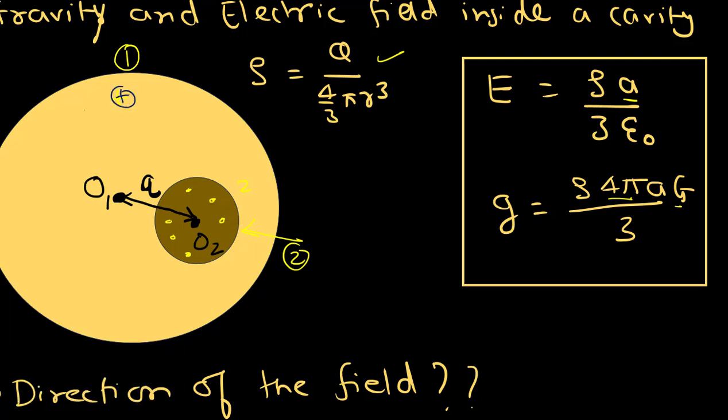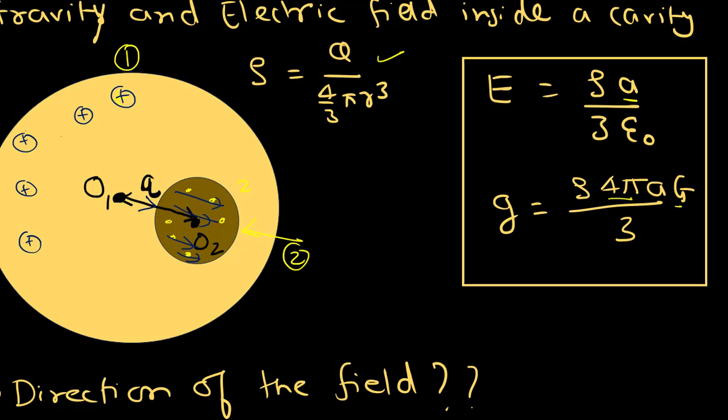Let us say here we have all positive charge. I am talking about the electric field, positive charge. Then the direction of the electric field inside the cavity will be from O1 to O2. That means it will be in this direction, O1 to O2. If this were all negative charges, the direction of the field would be away, that is from O2 to O1. So that's another important thing you have to keep in mind.